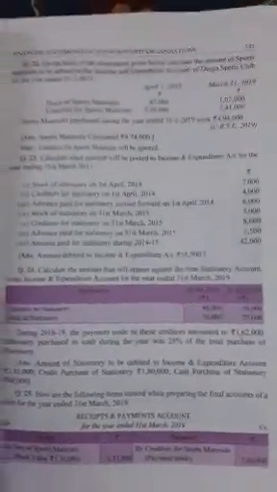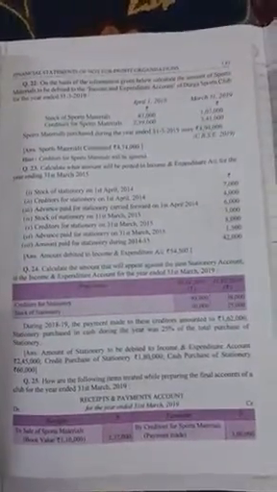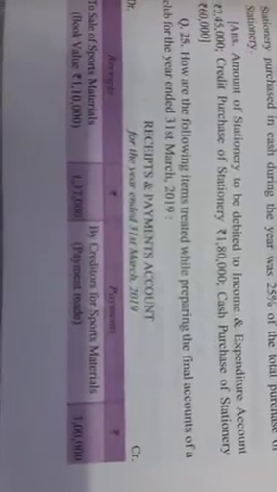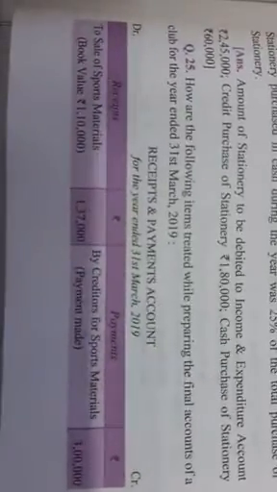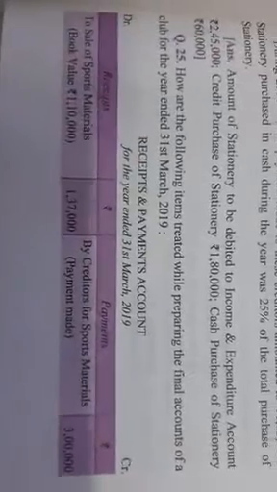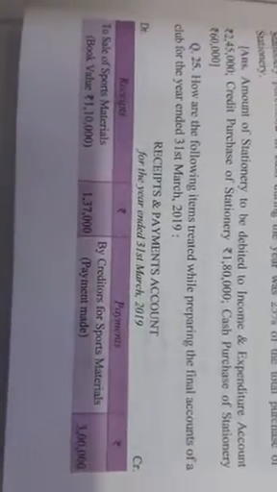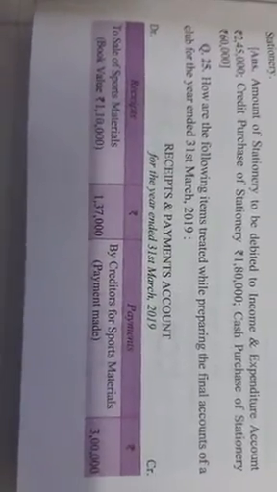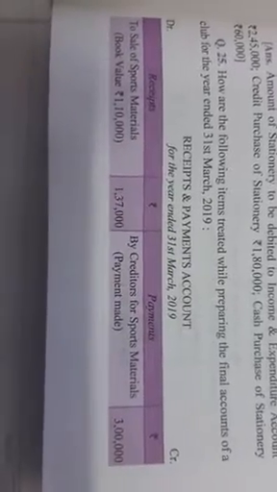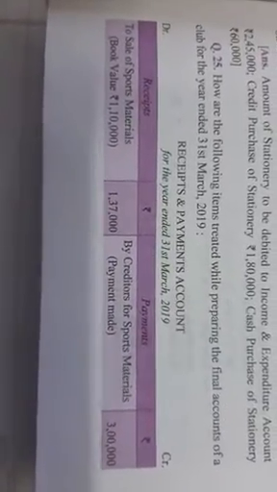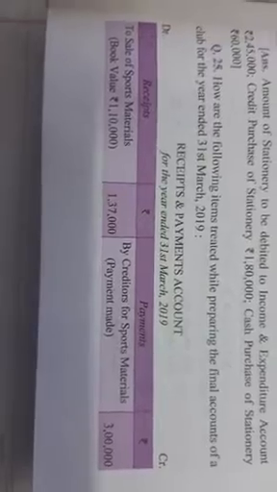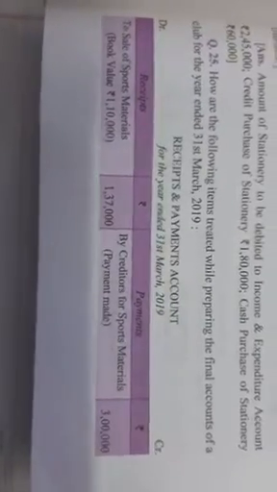Now we are moving towards question number 25 of NPO, and it runs as follows. How are the following items treated while preparing the final accounts of a club for the year ended 31st March 2019? The receipts and payments account for the year ended 31st March 2019 is given. On the receipt side, to sale of a sports material, the book value being given is rupees 1,10,000. However, it has been sold for rupees 1,37,000.